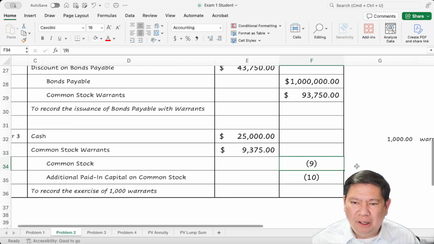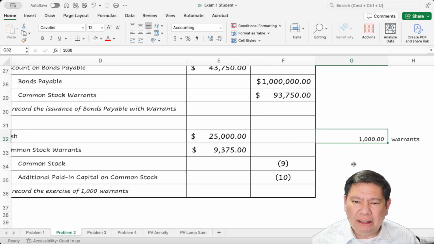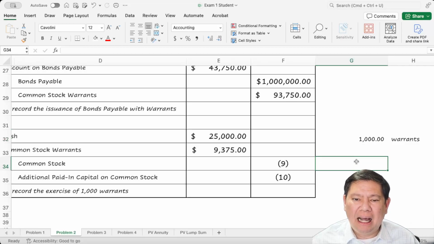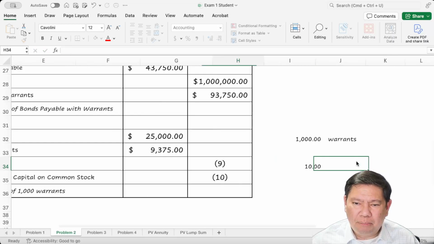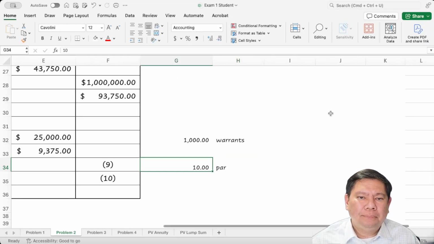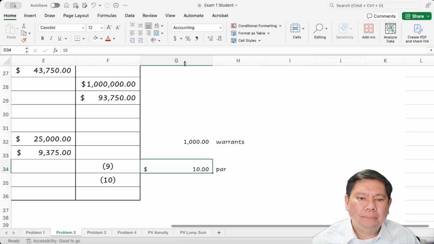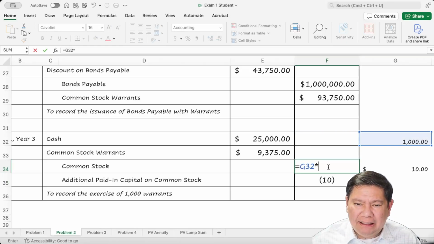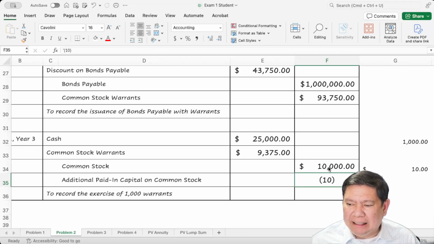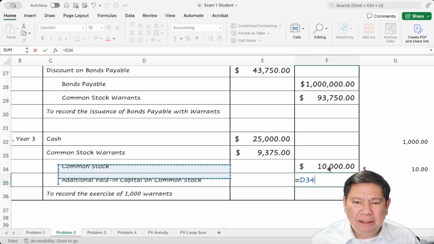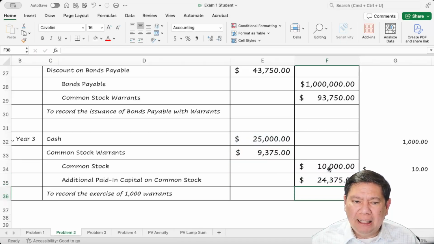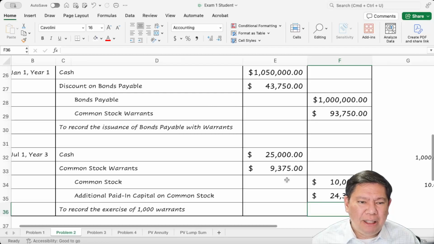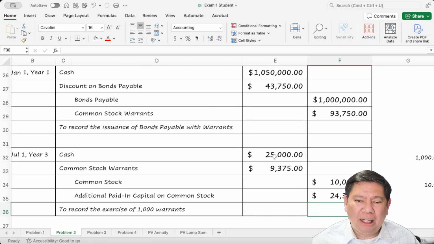And then the number of stock, because there are 1,000 warrants to buy 1,000 stocks at $10 par. We just multiply 1,000 shares times $10, that's $10,000. And then the difference between the debit and the credit to make it balance is the additional paid-in capital on common stock. So that's how we calculate the second journal entry when the warrants are exercised.